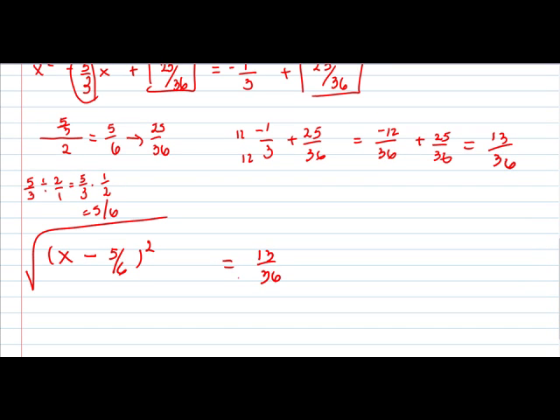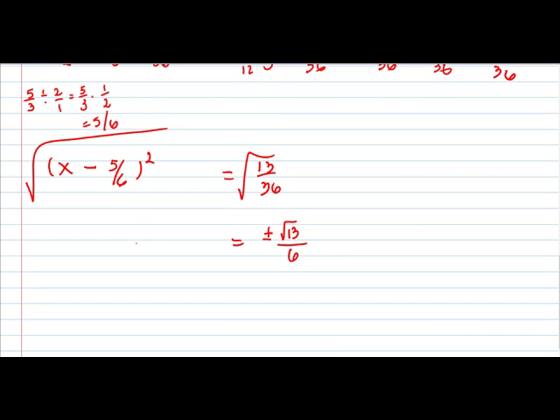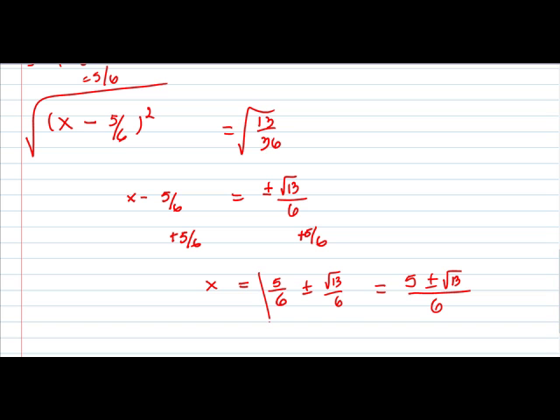Now take a square root of both sides. I have plus or minus square root 13 over 6. Right here I have x minus 5 over 6. To solve for x, I add 5 over 6 to both sides. So I have 5 over 6 plus or minus square root 13 over 6. And then combine them together. So you can write it like this or you can write it like this. Both are the same answer.